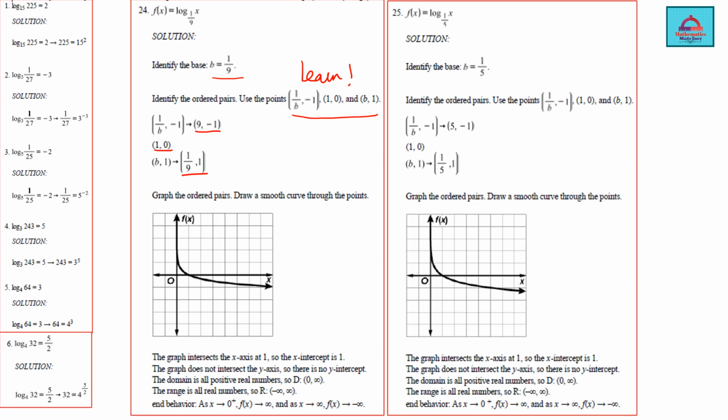Domain is input. It comes from the x-axis. So it is all positive numbers. There is no part of the graph which is on the negative side of the x-axis. So therefore the domain is going to be 0, infinity in the positive direction.